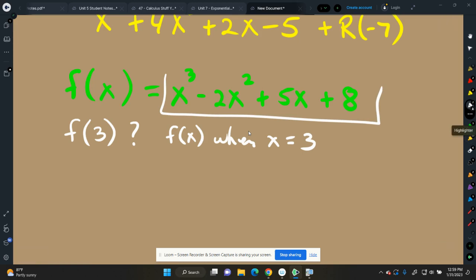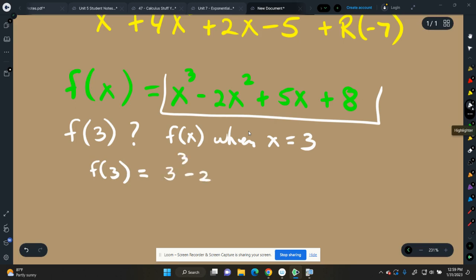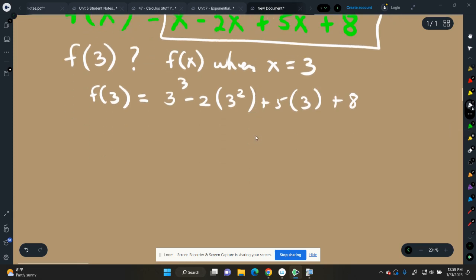Just put in the 3, right? So we would do f of 3. The old way was we do 3 to the third minus 2 times 3 squared plus 5 times 3 plus 8. That's the old way. The new way is we're going to use what we call synthetic substitution. Now, what we're going to do, okay, everybody paying attention?